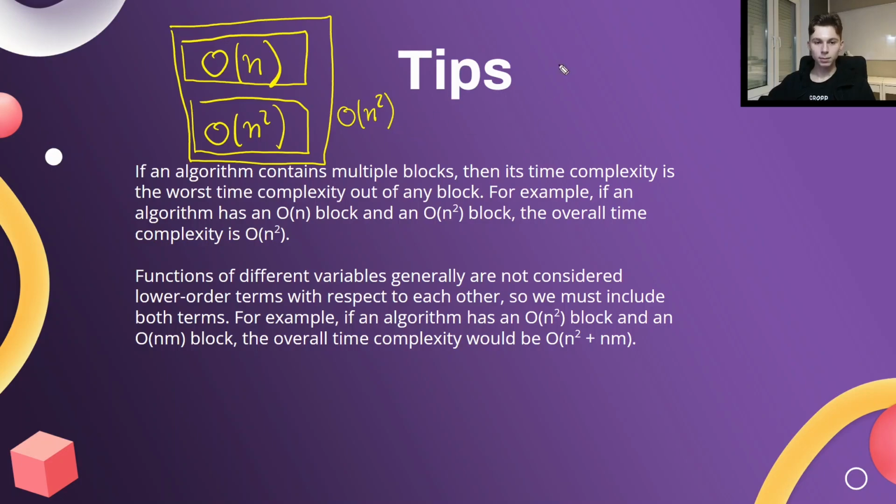Why is that? Well, if firstly we compute O of n and then we compute n squared, we add these two, which will be equal to O of n squared plus n, and we know that n is the lower order term of n squared, and we will have O of n squared.